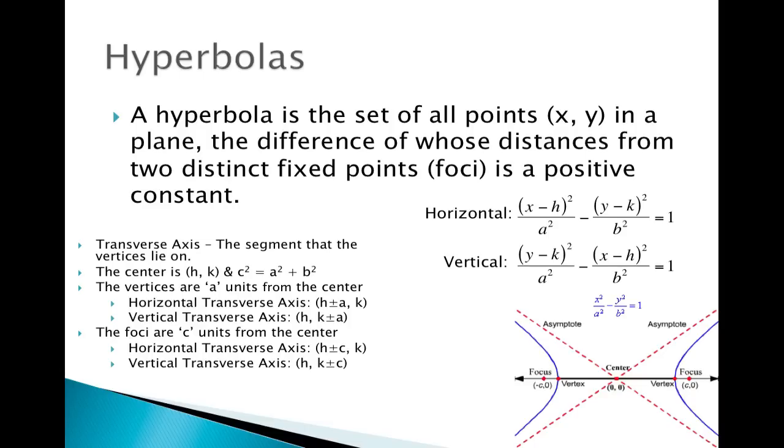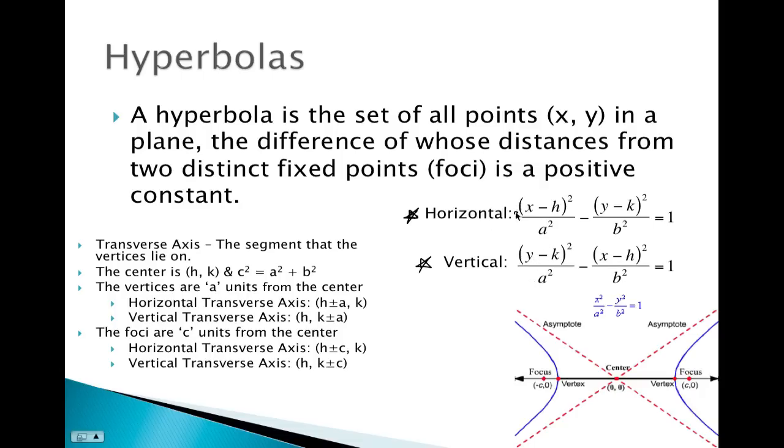So first and foremost, we've got our equations. We have two different equations for hyperbolas. The first one right here is if you have a horizontal transverse axis, and I'm going to go into what that transverse axis is in just a second. And this second one here is when you have a vertical transverse axis. So you can see the difference between these two equations is simply the numerator gets flip-flopped.